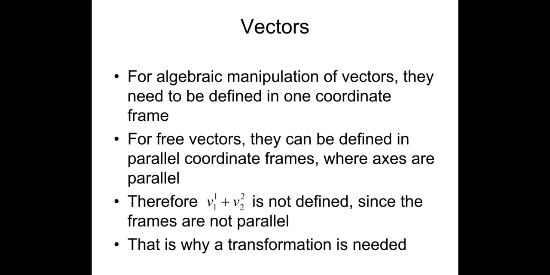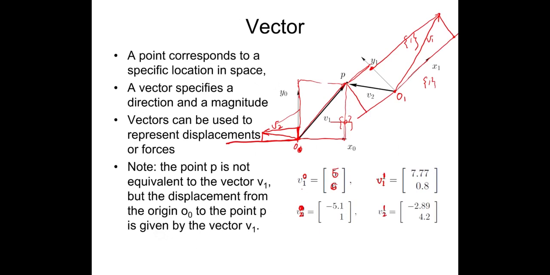So the manipulation of vectors, they need to be defined in one coordinate frame. Okay, so it means if we give a vector, we have to name the reference. So for example here, and we give this vector, and we cannot say it's V1. If there are two coordinate systems, we have to say V10 or V11. Otherwise, we cannot tell what we're looking for. So we need to give this reference.